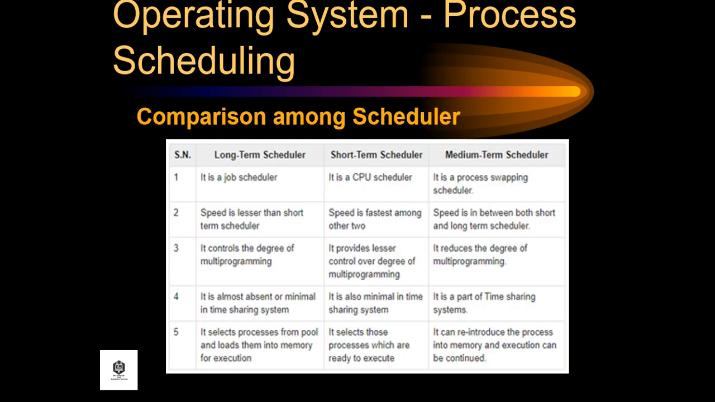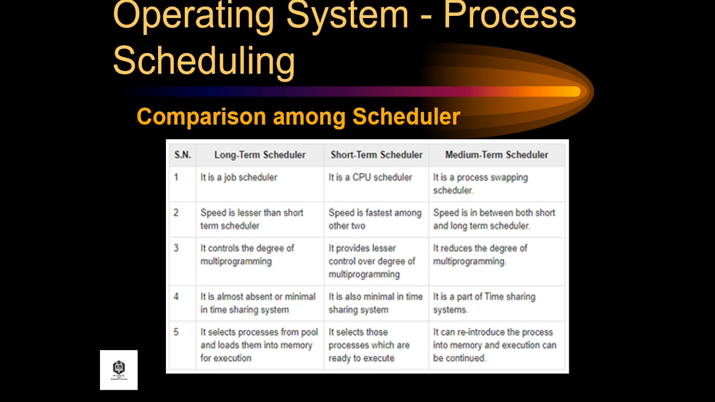So here is a sample comparison among the long-term scheduler, short-term scheduler, and medium-term scheduler. The long-term scheduler is a job scheduler. Its speed is lesser than the short-term scheduler. It controls the degree of multiprogramming. It is almost absent or minimal in time-sharing systems, and it selects processes from the pool and loads them into memory for execution.